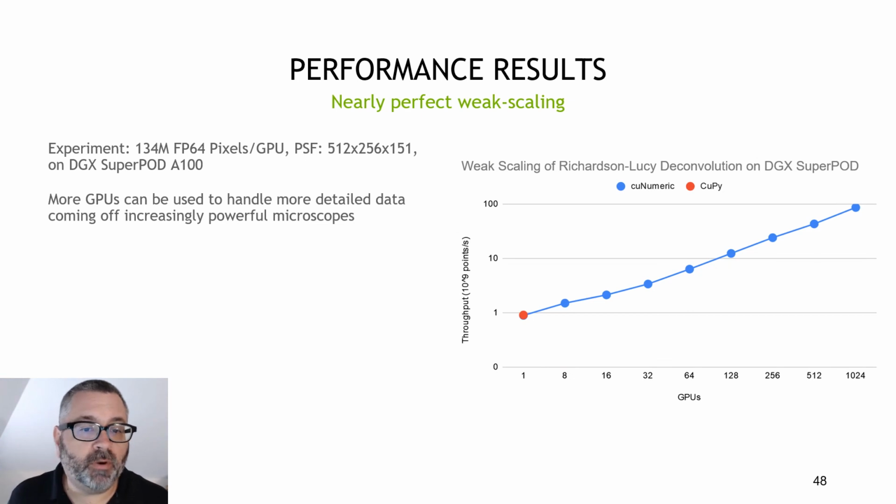Here are the performance results, up to 1,024 GPUs of a DGX SuperPod using A100s. In this case, we are increasing the problem size as we increase the number of GPUs, and you can see that the throughput is increasing commensurately. So we get very high throughput, increasing the number of GPUs with very little code change.